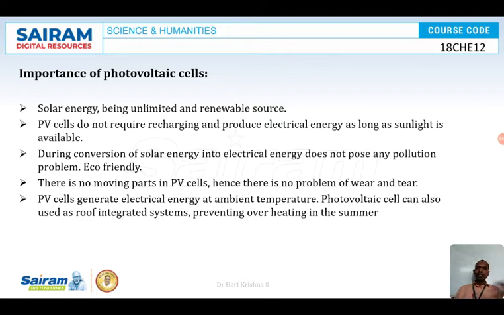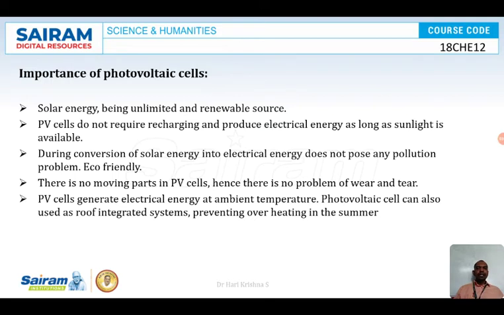How it works we'll discuss later. There are no reactions, there are no byproducts, nothing. Only energy is liberated. The sun falls on the PV cells, and energy will be taken continuously. There is no problem of wear and tear. There are no moving parts in your solar cell. If you're using it in a roof integrated system, you can prevent your home from overheating in summer, and whatever energy is obtained can be used for your whole household purpose also, and you can stop depending upon the electricity power supply board of your particular state or city.